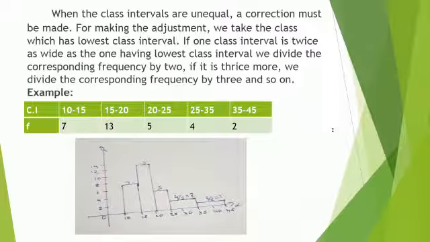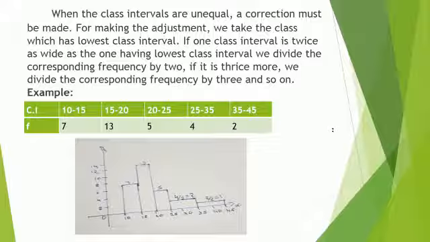If the class intervals are unequal, we have to make some corrections in the frequencies. For example, if one class interval is twice as wide as the one having the lowest interval, we divide the corresponding frequency by 2. If thrice as wide, we divide the frequency by 3, and so on. I give an example. Class intervals 10 to 15, 15 to 20, 20 to 25, 25 to 35, 35 to 45, and the frequencies given are 7, 13, 5, 4, 2.